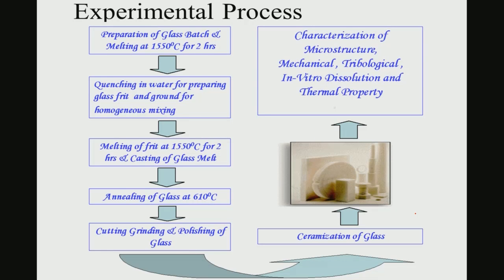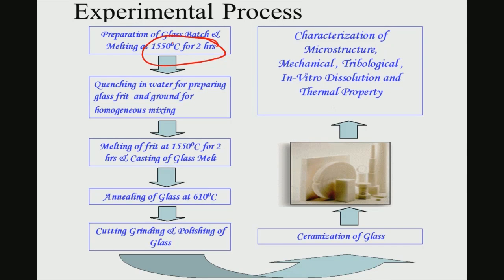Now, how these glass materials are being processed is very important to note here. Essentially, all these oxides are mixed initially. After they are mixed using the ball milling technique, they are simply melted at a temperature of 1550 degrees for 2 hours in a conventional sintering furnace. Then, once it is melted, this melting is to be done in a platinum crucible.